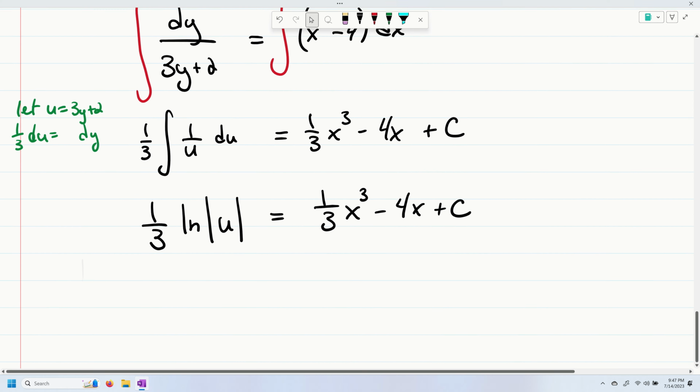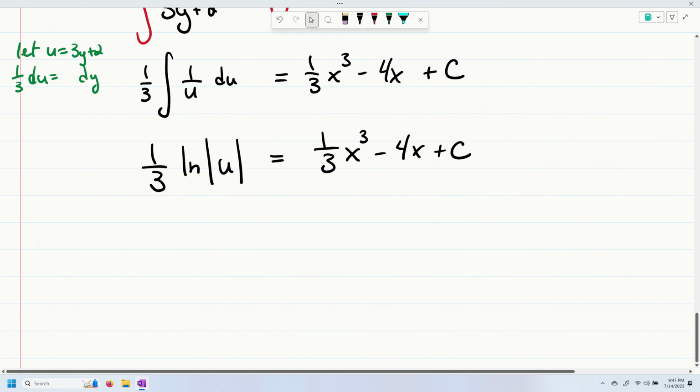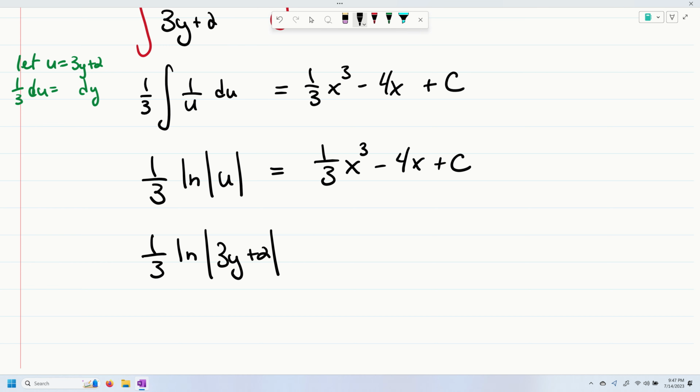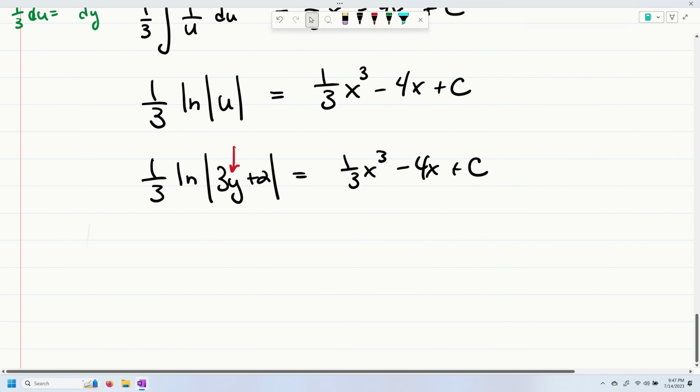And finally, we're going to go back in and substitute what u was. So we get 1/3 times the ln of the absolute value of 3y plus 2 equals 1/3 x to the third minus 4x plus c. And now what we're going to have to do is solve for y. Now our y is right there inside of the natural log. But that's easy enough. We know how to solve for that.